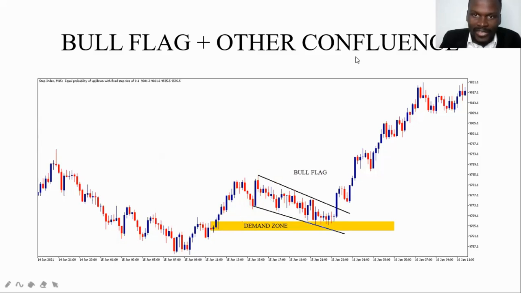Then plus other confluence. Like I said, last time when I was hosting this type of class, a person asked me, how do you know when to enter a bull flag or bear flag? You can clearly see here there's a demand zone. You couldn't have entered in between, because you know that there's a demand zone down there. You could have waited for price to reach your demand zone. That's when you'd have taken your entry. So it's very important that you use other confluence, guys, not just entering blind.